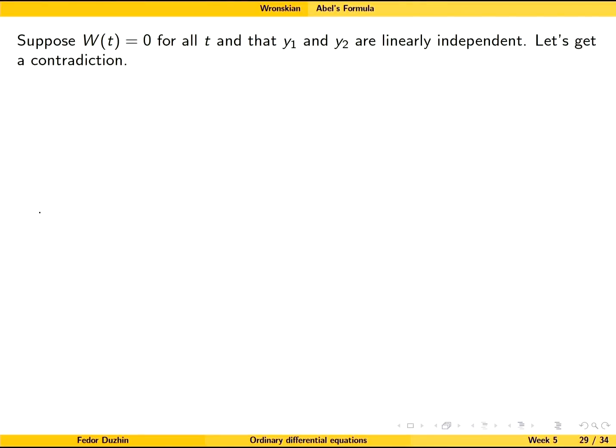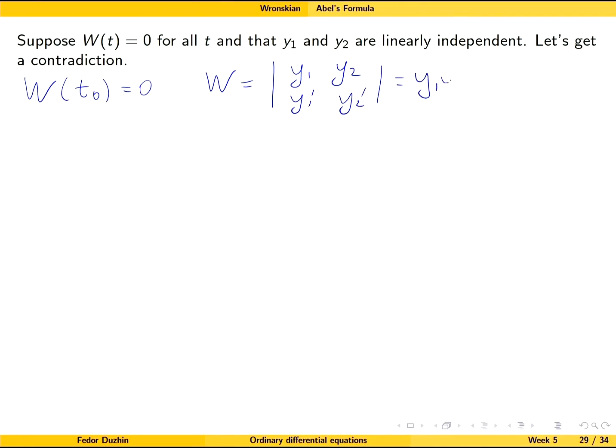So let me do it. Assume that the Wronskian is constant 0, and let us get a contradiction, right? Well, if the Wronskian is constant 0 for all values of t, then the Wronskian at some particular value of t is also 0. Now let me write down the Wronskian. The Wronskian is the determinant of y1, y2, y1 prime, y2 prime, which is y1 y2 prime minus y1 prime y2.